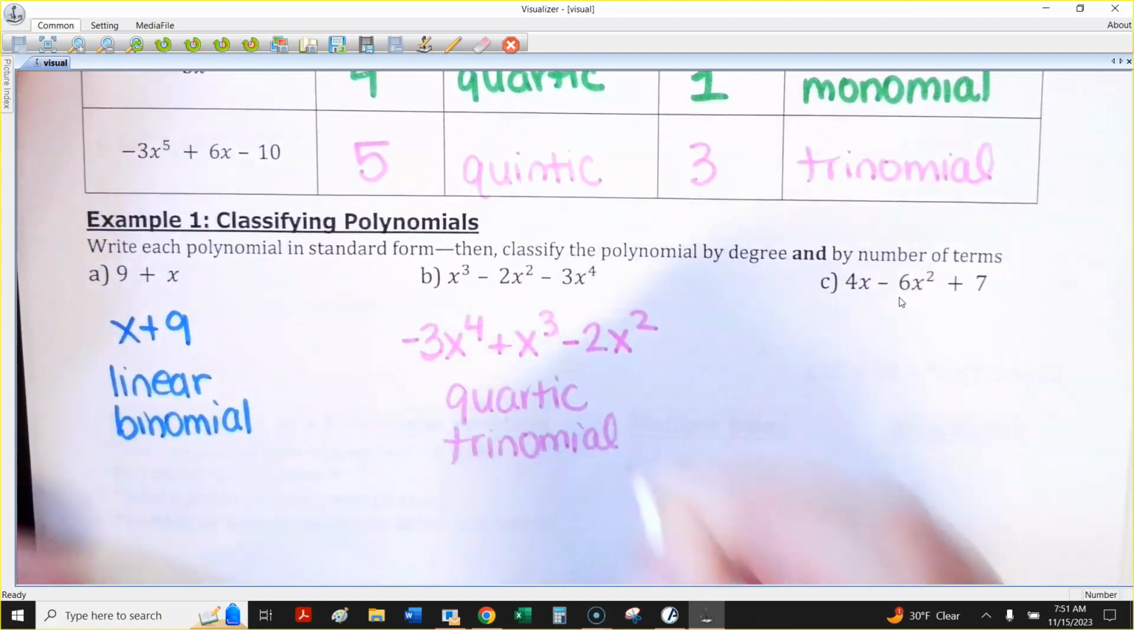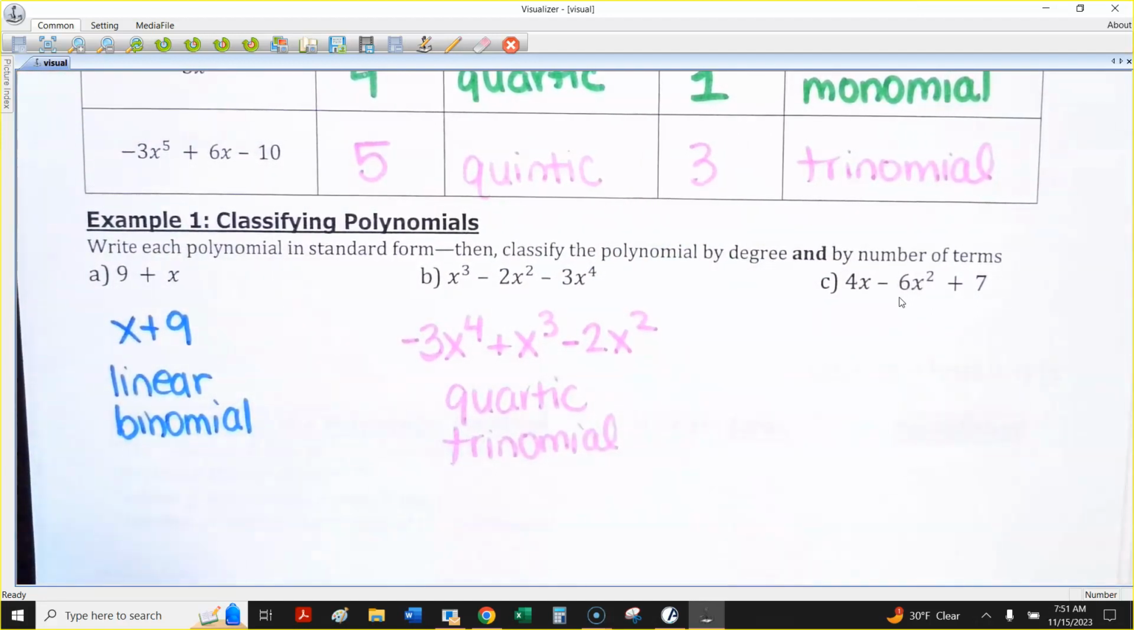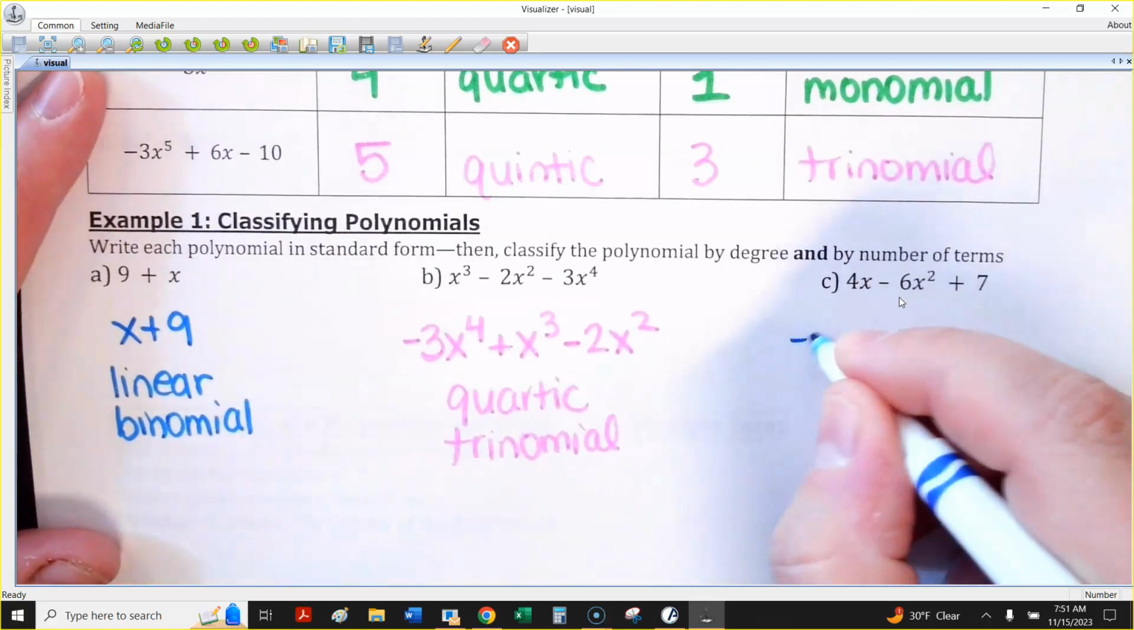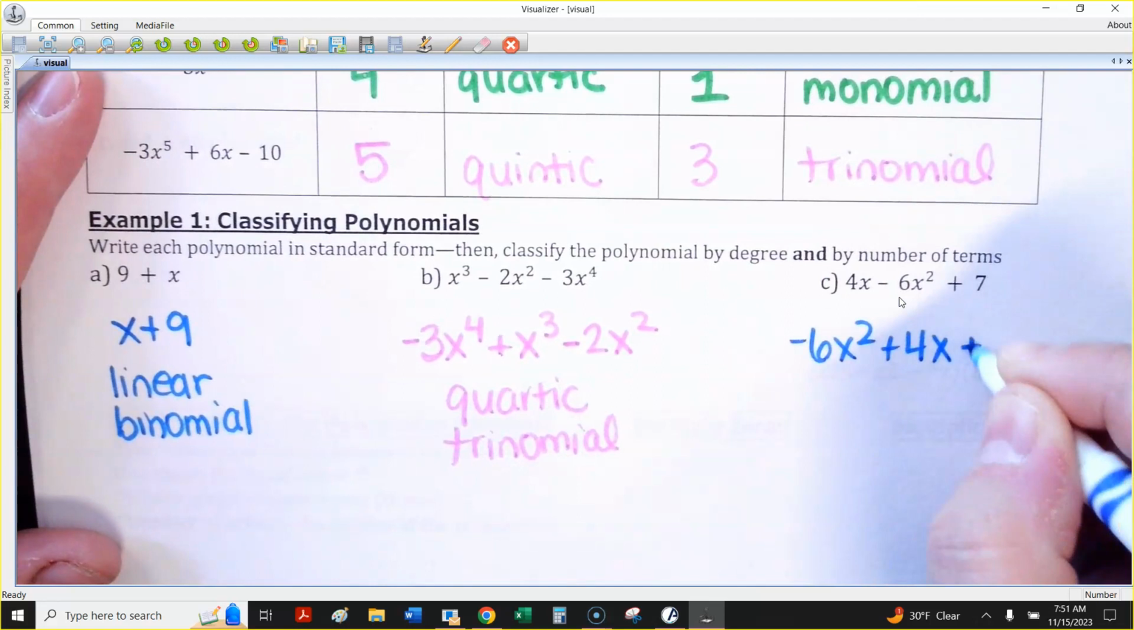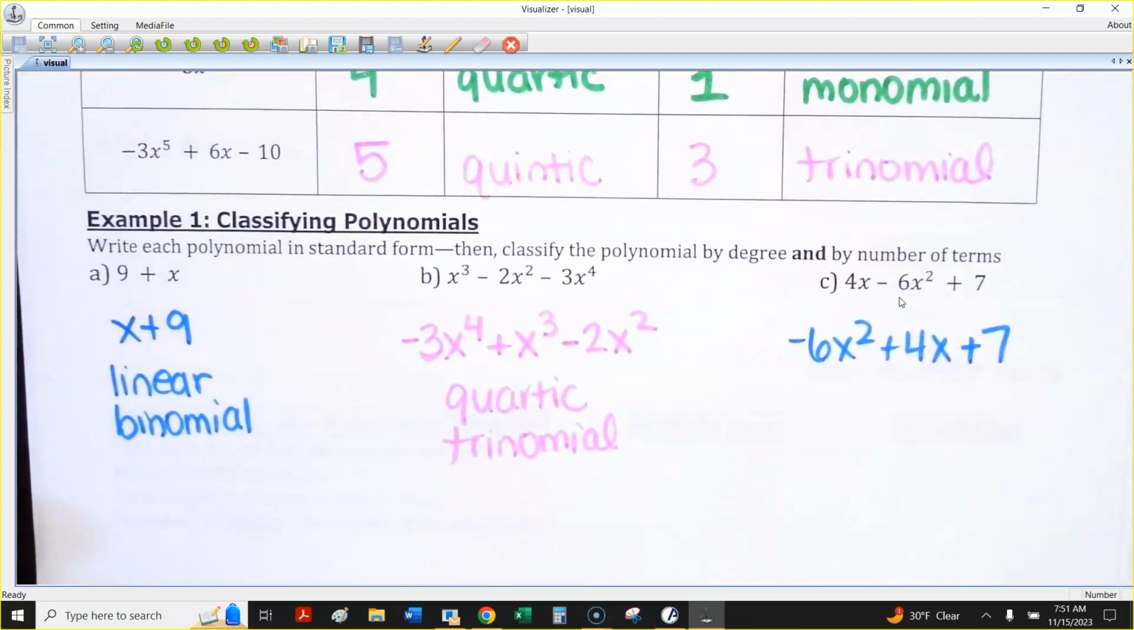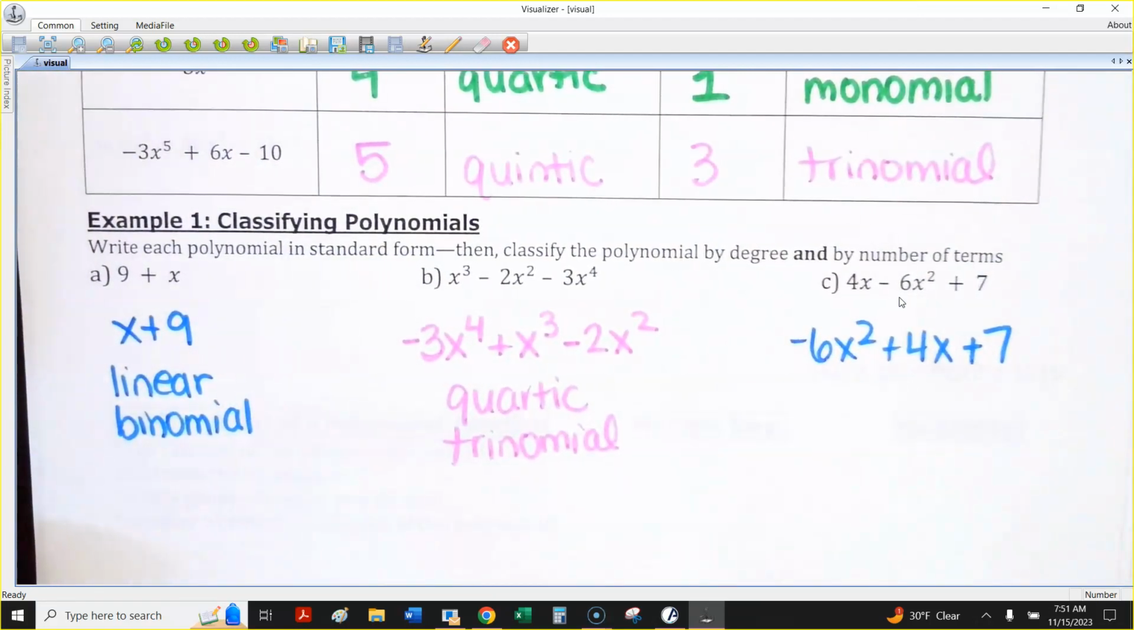All right, who can reorganize that last one for me so it's in standard form? I've got 4x minus 6x squared and then plus 7. How would you reorganize it? Negative 6x squared plus 4x plus 7. Perfect. Okay, what will we call this last one?